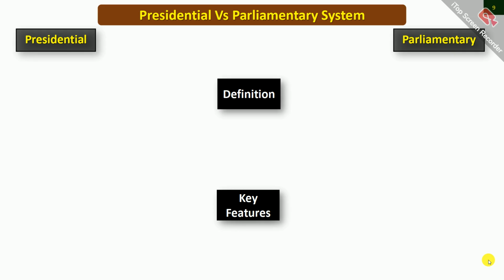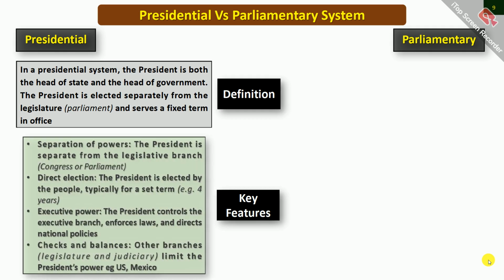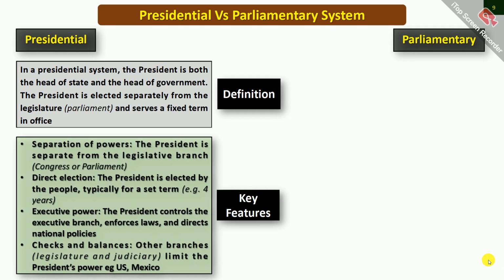A presidential versus parliamentary system. In a presidential system, the president is both the head of the state and the head of the government. The president is elected separately from the legislature and serves a fixed term in office. Separation of powers. The president is separate from the legislative branch, that is Congress or Parliament.